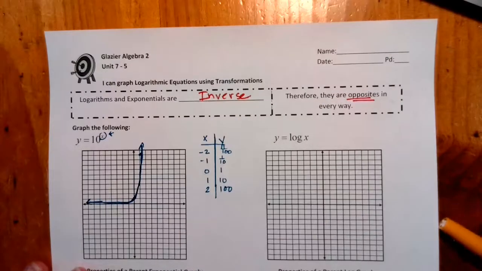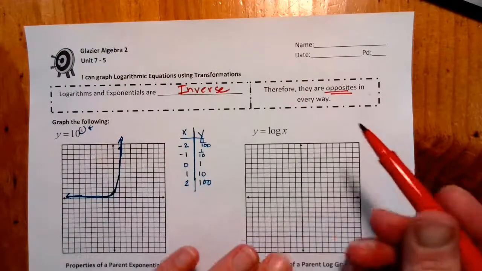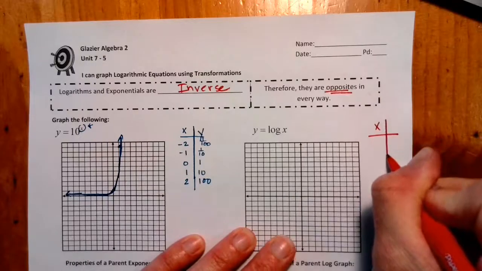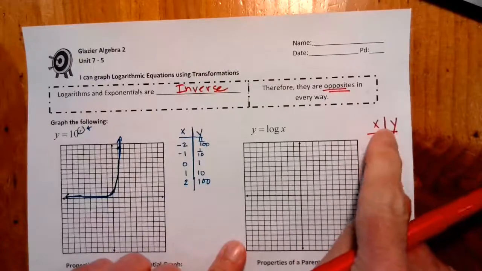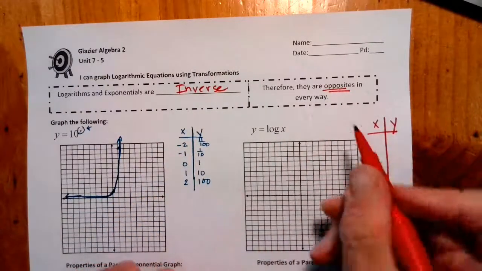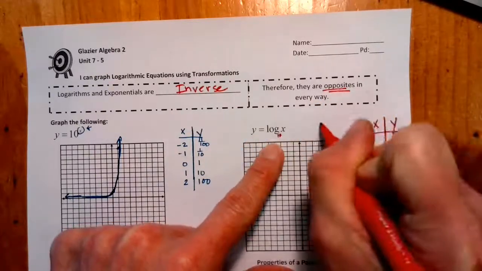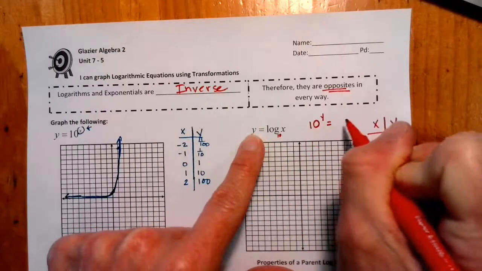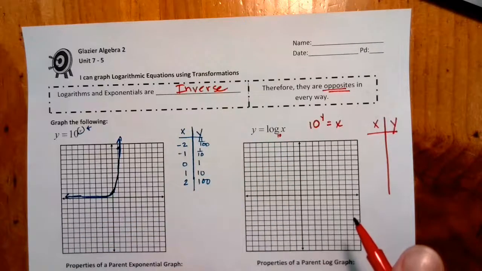All right, let's talk about the log side of the story. When we have logs, remember these are inverses. So what's interesting is we can talk about our x and y table, but in reality, this is a switch, the exact opposite of this. And if I write this in exponential form, you can see. So we know that this is log base 10. It's the common log. So I have 10 to the y is equal to x. That's that value that we have as a result.